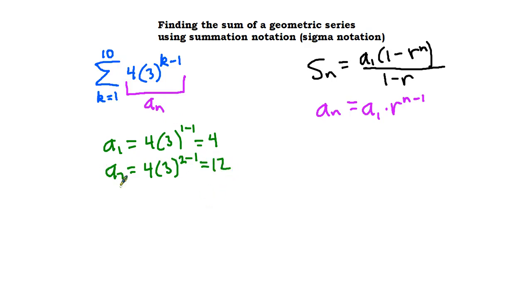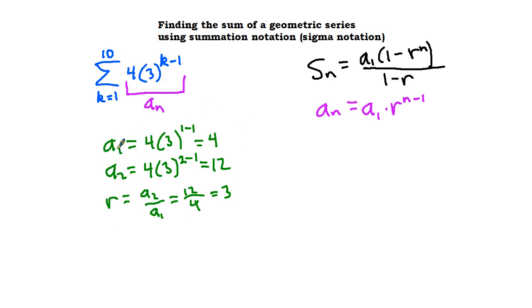And once we have a sub 1 and a sub 2, we can find r. r is going to be a sub 2 divided by a sub 1. That'll be 12 divided by 4, and that gets us 3. Again, we can see that that's 3, but it only worked out perfectly because we have the variable minus 1. If this was just the variable by itself, or variable plus 1, or anything else, we'd have to do this whole technique in order to find r.